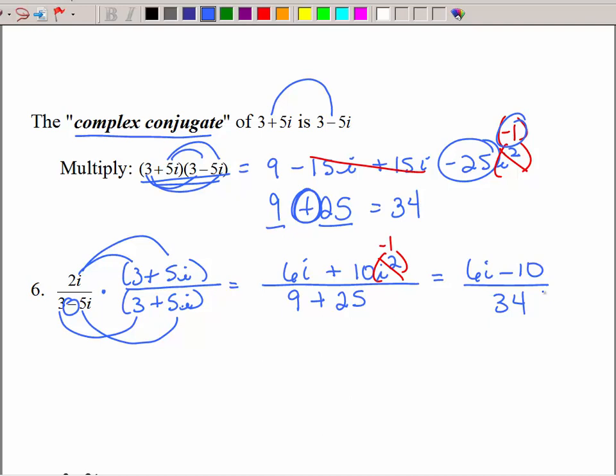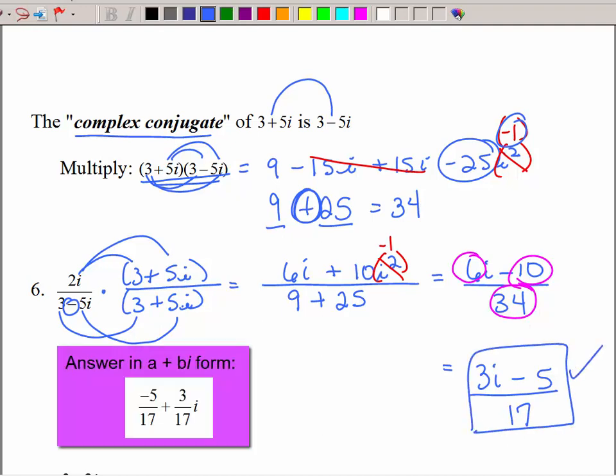Well, that's great, but we're not done. Let's circle all of our numbers that are not inside radicals. Can we reduce 6, 10, and 34? Yes, they're all even, so I can divide by 2. So that would be 3i minus 5, and 2 goes into 34 17 times. A lot to remember. Complex conjugates, multiplying, changing i squares to -1, and then reducing.